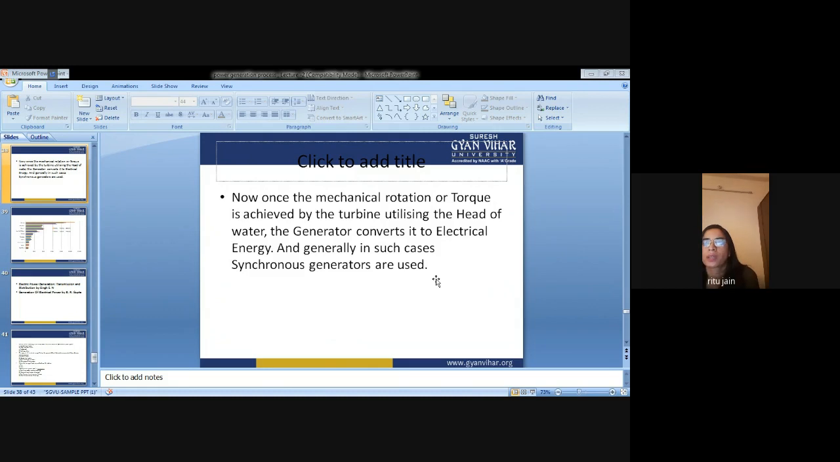Now, once the mechanical rotation or torque is achieved by the turbine, utilizing the head of water, the generator converts it to electrical energy, and generally in such cases, synchronous generators are used. Without a generator, a hydropower plant is nothing. If there is no generator, you can't generate electricity. So the generator is the heart of hydroelectric power plants.